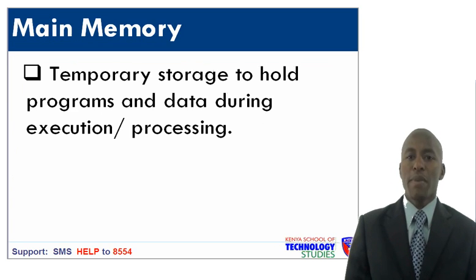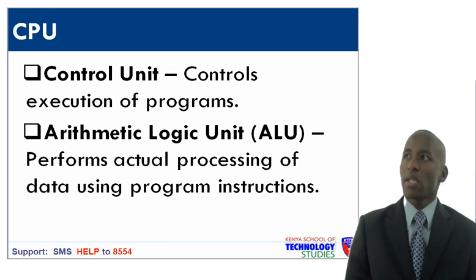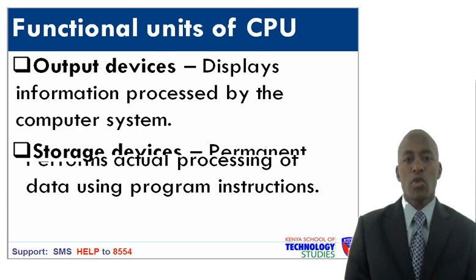Now let us look at main memory. Temporary storage that holds programs and data during execution or processing. Again, main memory is also used to hold important programs or data in the computer, especially on the side of ROM. Let's look at CPU and its components. The first one is control unit. It controls execution of programs. The arithmetic logic unit performs actual processing of data using program instructions.